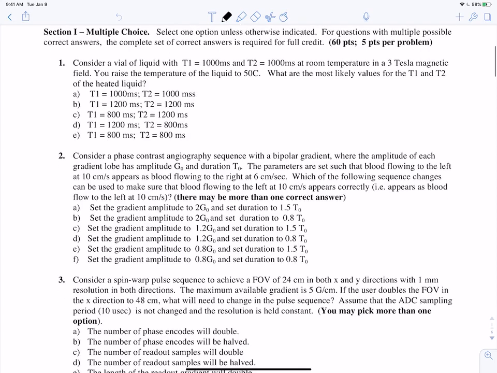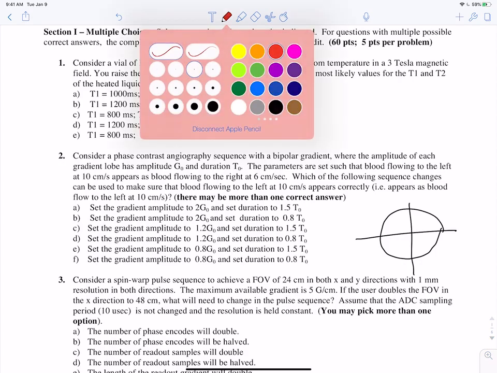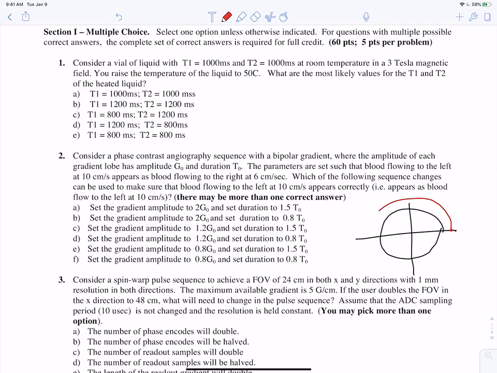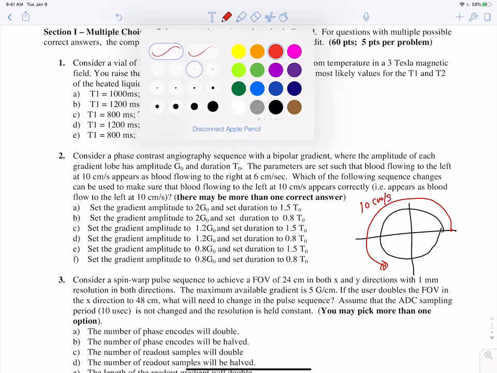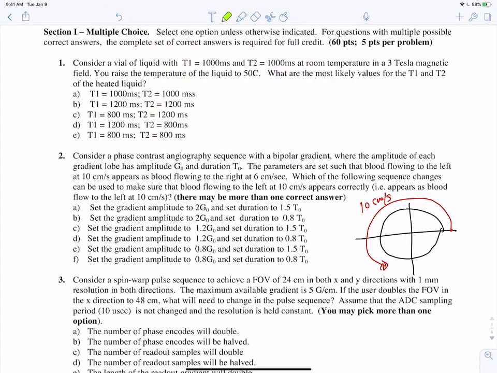So in this case, it said that the blood flow is flowing to the left at 10 centimeters per second, and it appears as blood flowing to the right at 6 centimeters, okay? So we don't know which is right or left, but we can think about blood flow being obviously past the 180 mark, right? And this is, say, the 10 centimeter flow, right? Okay? And what we're saying is it appears as 6 centimeters.